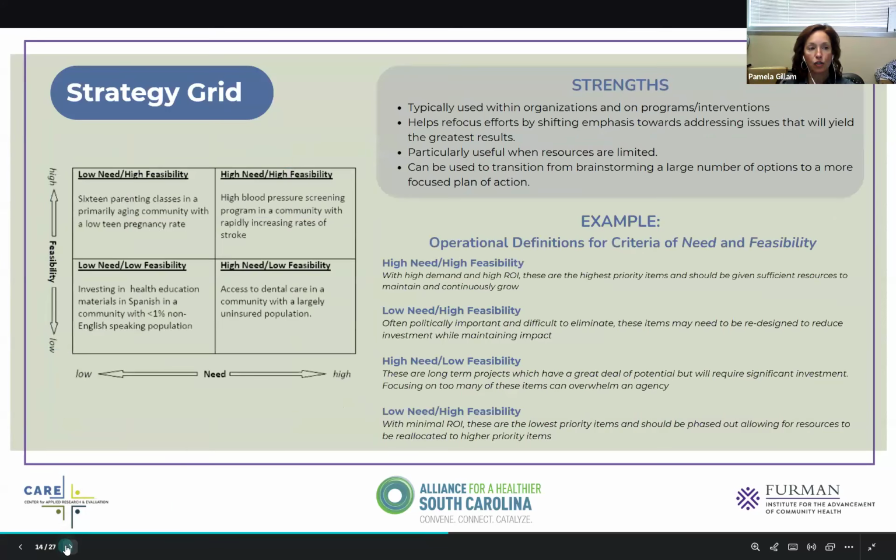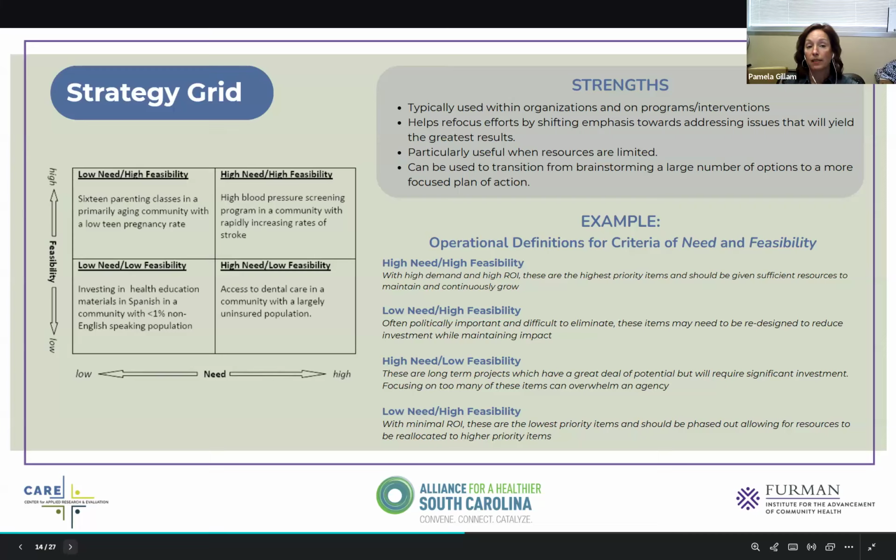Let's look at strategy grids. This method is really useful, particularly in the CHIP process, because a lot of times this is primarily used when you're talking about programs or interventions you want to implement to address an issue. You can absolutely tweak it for a community health needs assessment prioritization process. Totally can be done. But it's often used typically by organizations when you're thinking about the programs and interventions you're going to be offering.